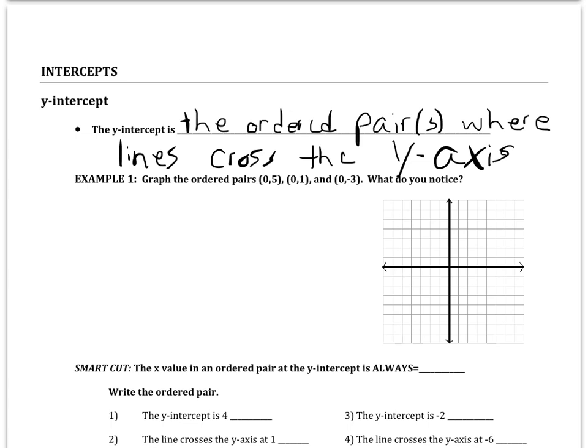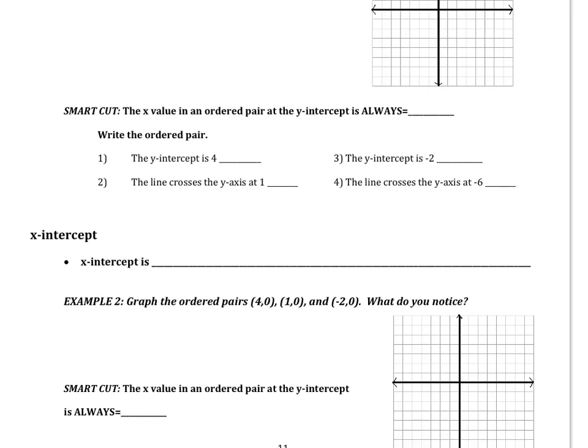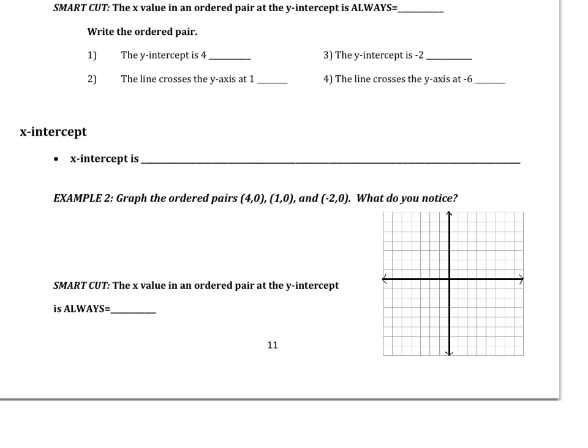So I want you, actually let's just go down to this one really quickly. What do you think the x-intercept is? Okay, well the x-intercept is the ordered pairs where the line crosses the x-axis. Okay, you guys go ahead and copy down up above. It's simply the same thing. The x-intercept is the ordered pairs where the line crosses now the x-axis. So hit pause, get that down quickly.